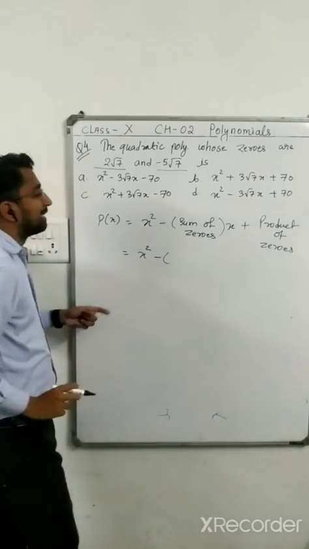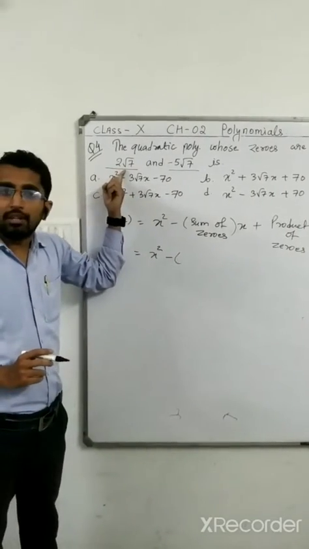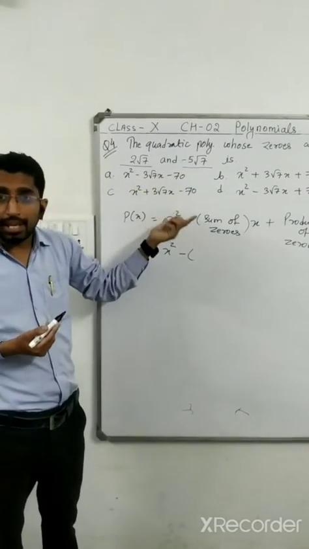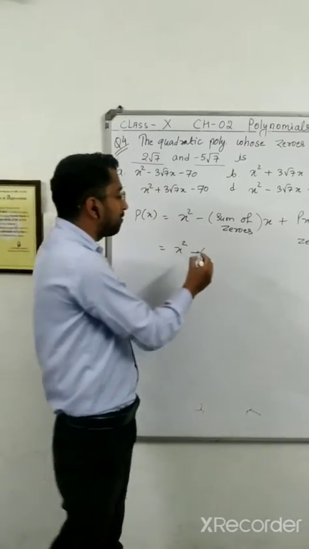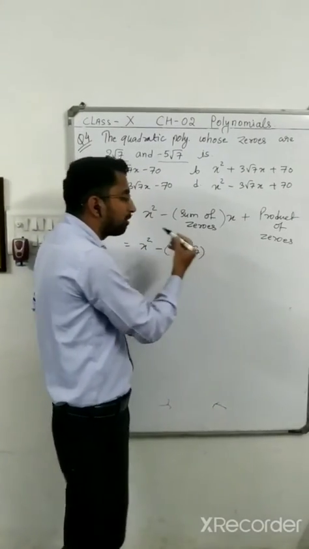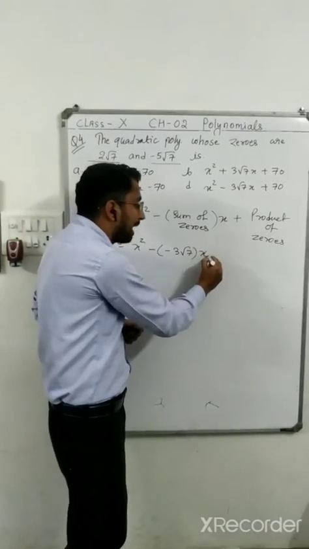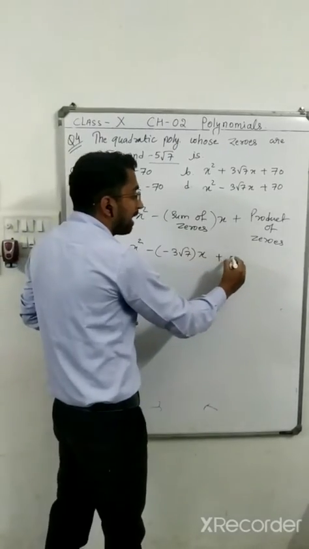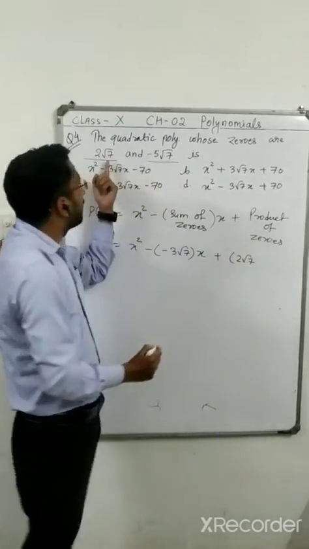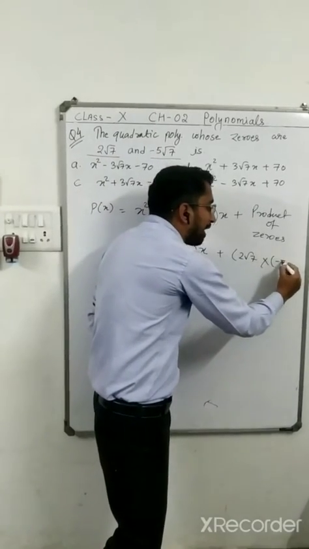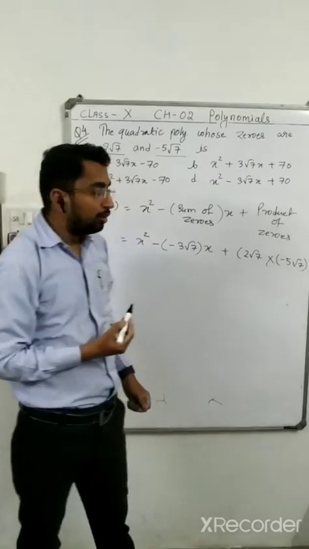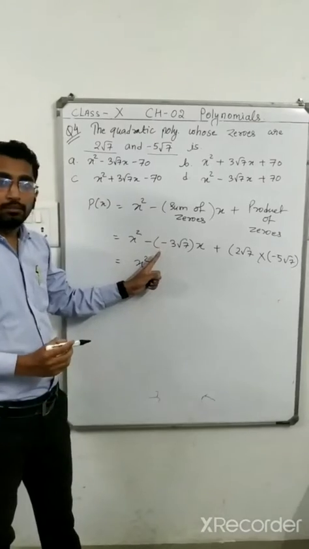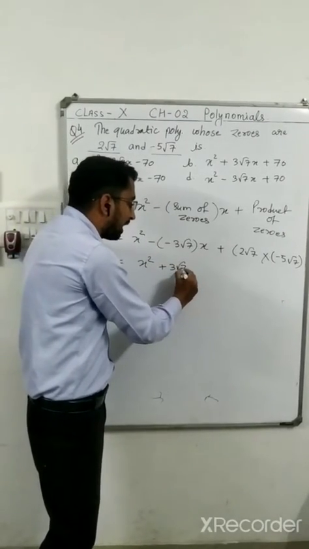X square minus sum of zeros, means 2 root 7 plus minus 5 root 7. So they are like terms, we can add or subtract. So 2 minus 5 means I will be left with minus 3 root 7. And as I told, we will be multiplying this with x. So like this we got the sum. Now let us find the product. We have 2 root 7 as the first zero and minus 5 root 7 as the other zero. So you can see I will be left with x square minus minus plus 3 root 7 x.